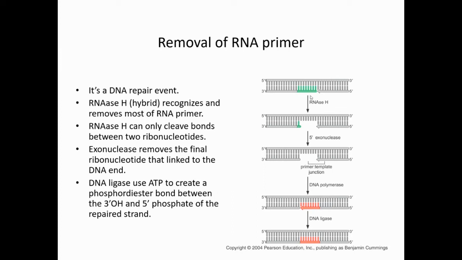And then here, RNase H can only cleave the bond between two ribonucleotides. For the bond between the RNA and DNA, you need the exonuclease so that you can remove this completely. So RNase H removes most of it, and then finally the exonuclease clears up everything.